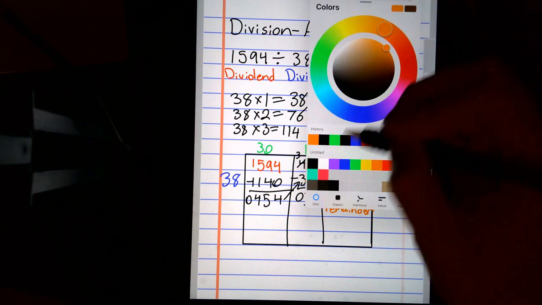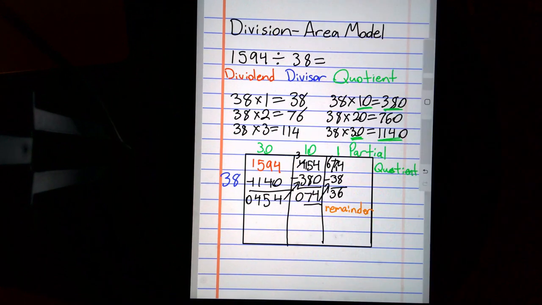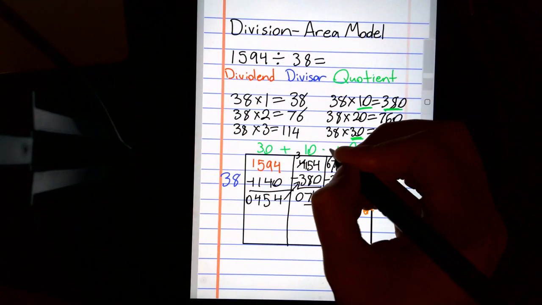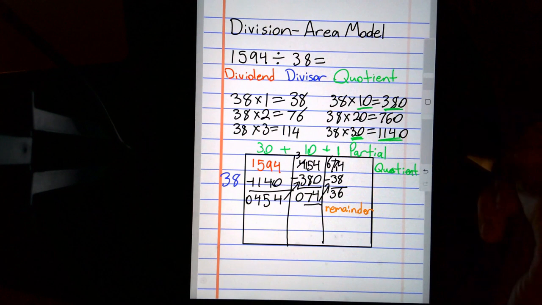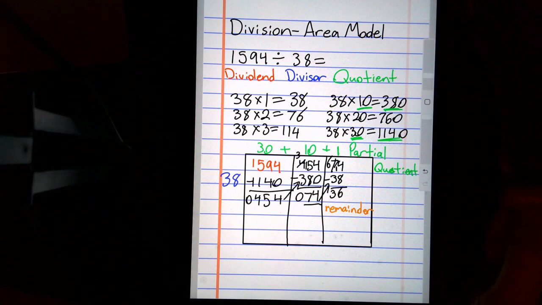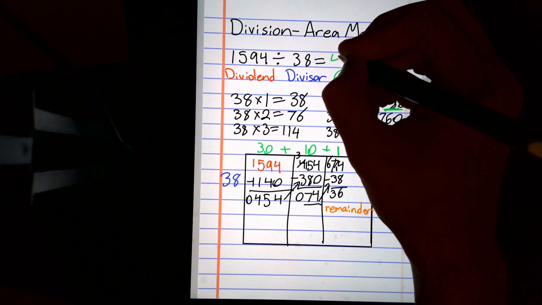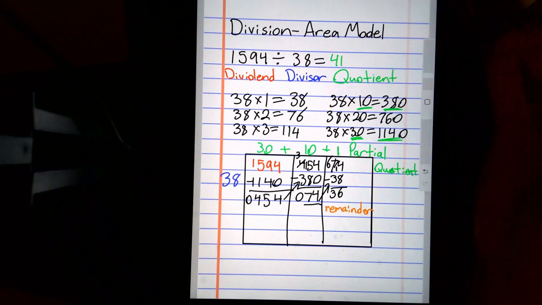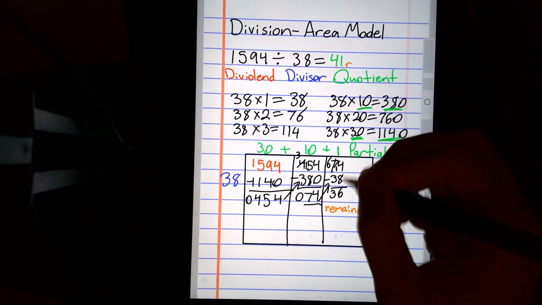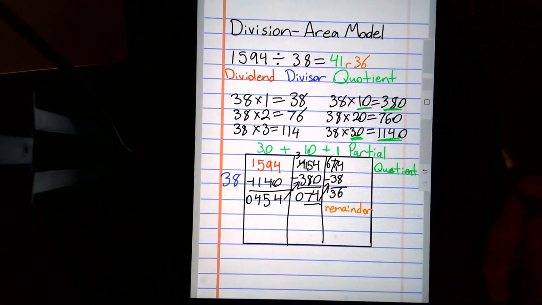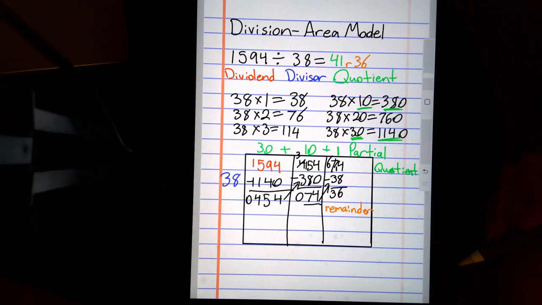So, our next steps, just like everything else, we have to add up our partial quotients to get our full quotient. Very easy. 30 plus 10 plus 1 is going to be 41. And we're going to have our remainder of 36. And that's how we would use the area model for division.